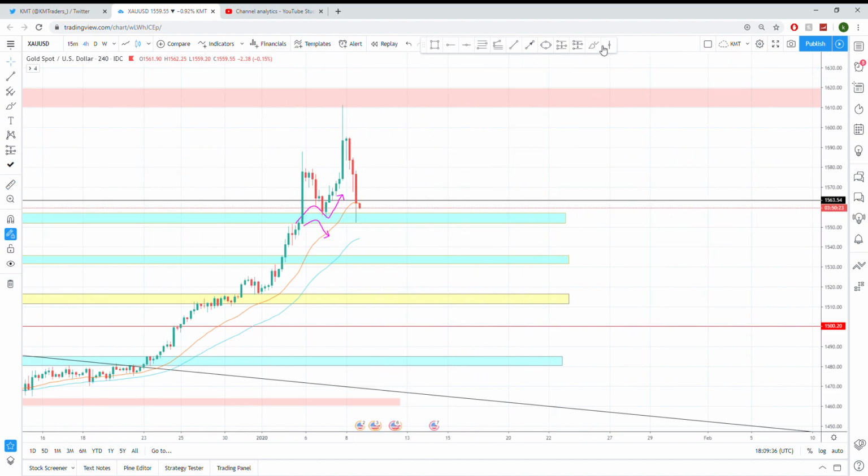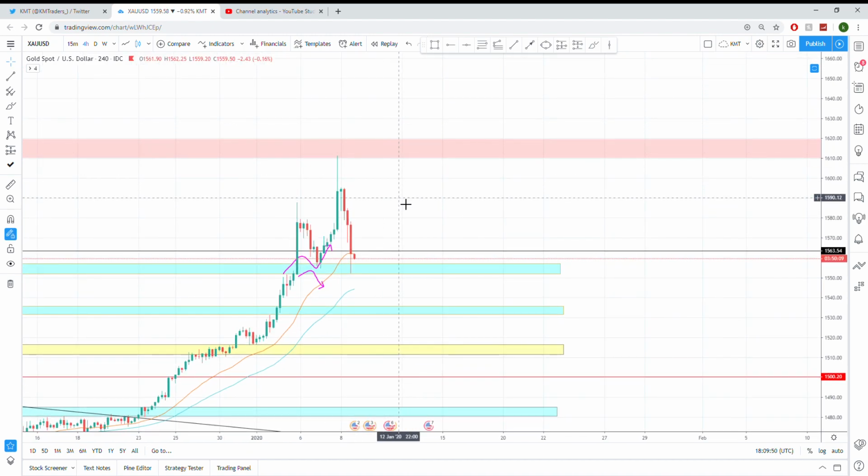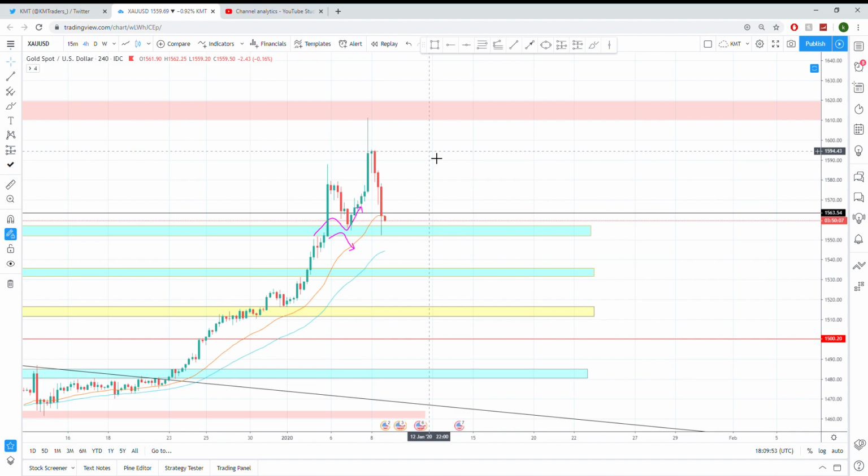So yeah, we're coming into gold, into this zone here. So we are waiting for this scenario first, just the pullback, and see if this will act as support. If that does happen, we could be potentially aiming higher, and then we'll have to draw in some new zones prior next week.